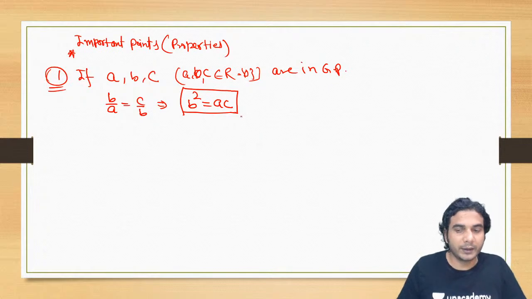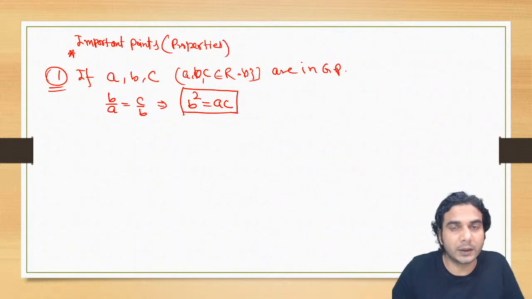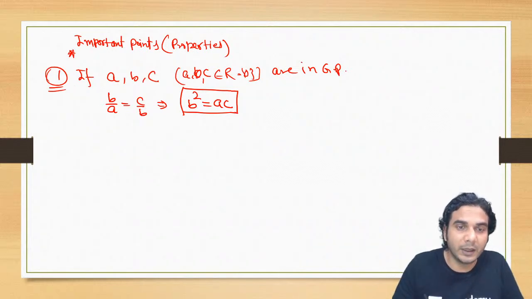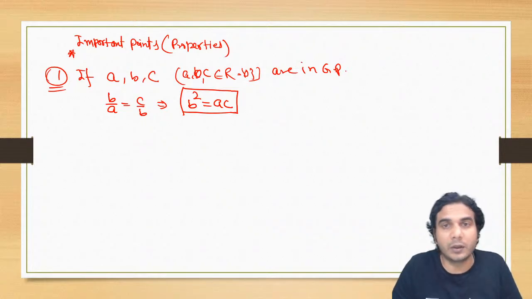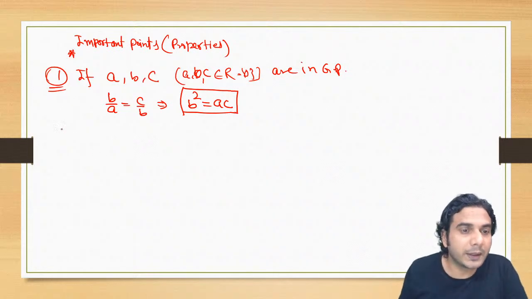Very important: whenever you need to prove that 3 numbers are in GP, you just square the middle term and that should be equal to the product of the first and third. If this happens, then you can say these 3 numbers are in GP in this particular order, A, B and C. The order will remain the same. You can't interchange the order. You can't say that if A, B, C are in GP, then A, C, B will also be in GP. No, that is not correct.